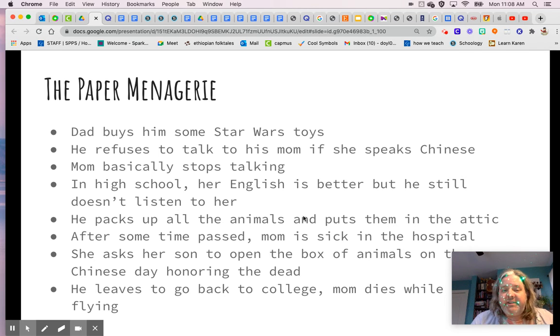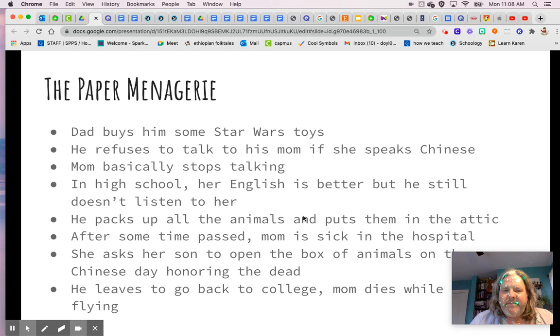But she does study English. And later on, when he's a little bit older, her English is better, but he still doesn't talk to her because he's a typical American teenager who doesn't want to talk to his parents, thinks his parents are stupid. He picks up all the animals and puts them away in the attic. And then some time passes in the story, and he's at the hospital.